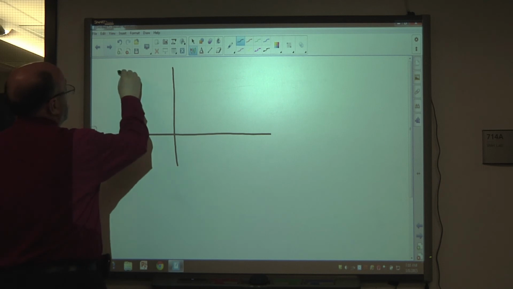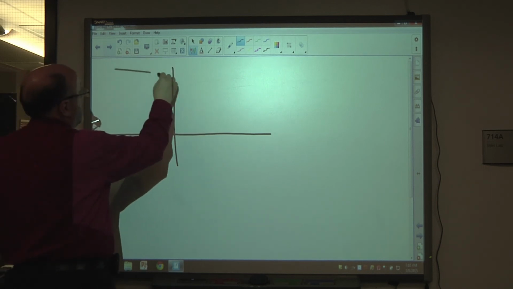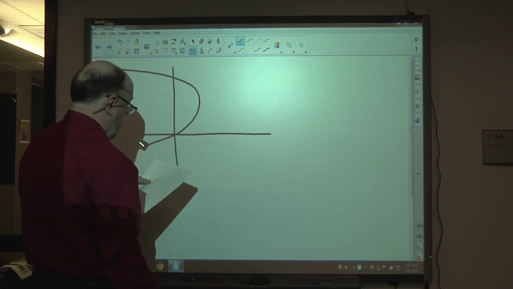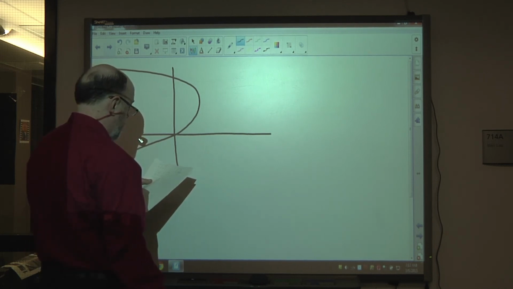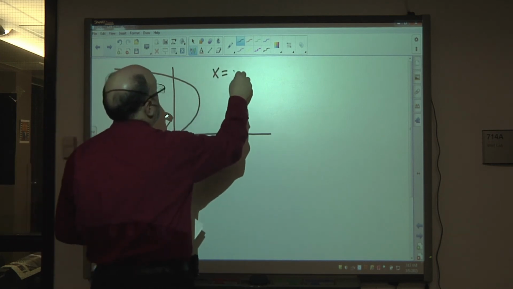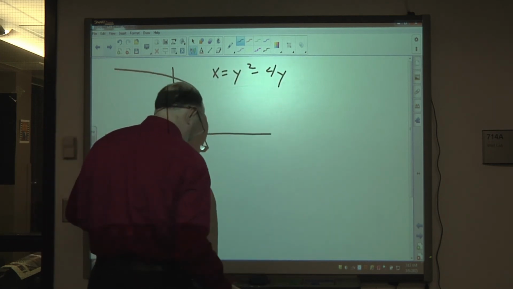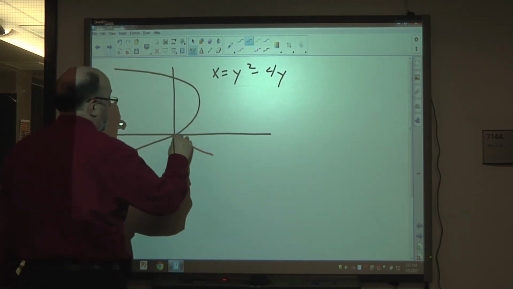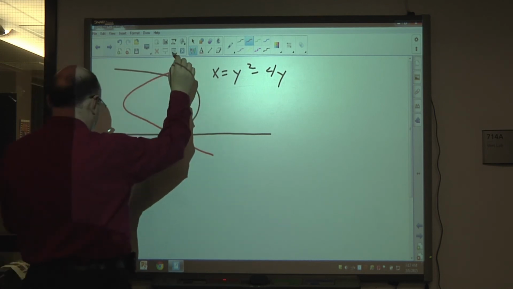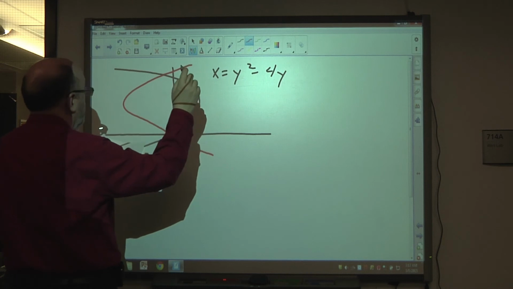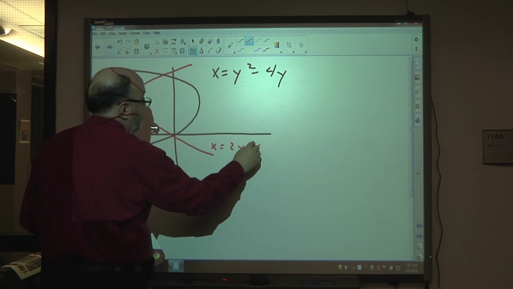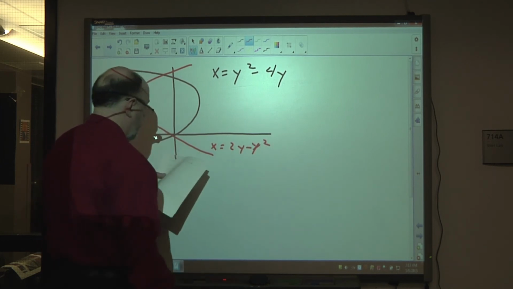So my first curve is going like this, and this is x equals minus 4y, and then my second curve is going like this. This one is x equals 2y minus y squared. Okay.